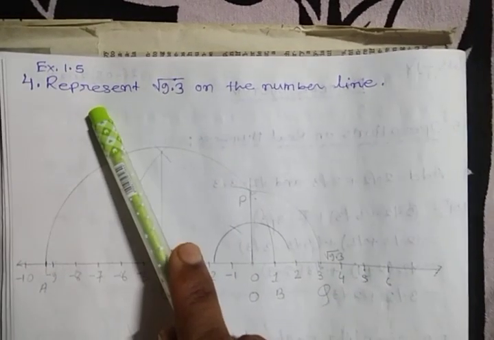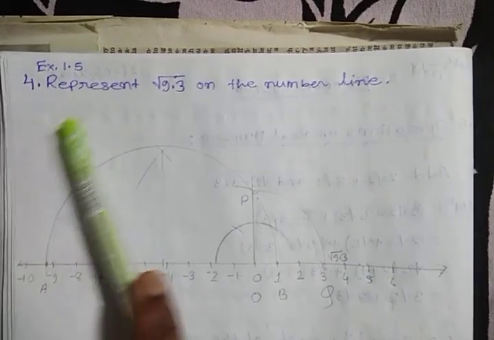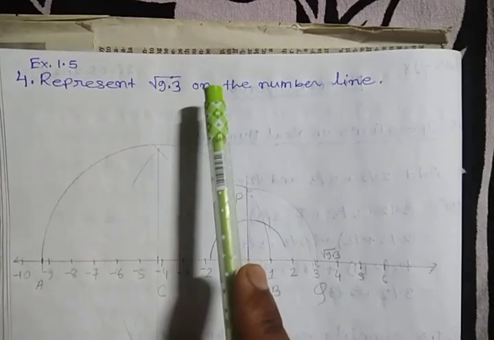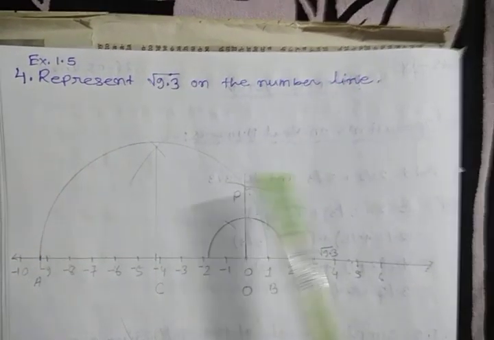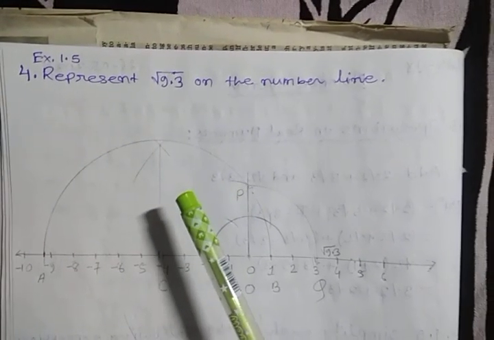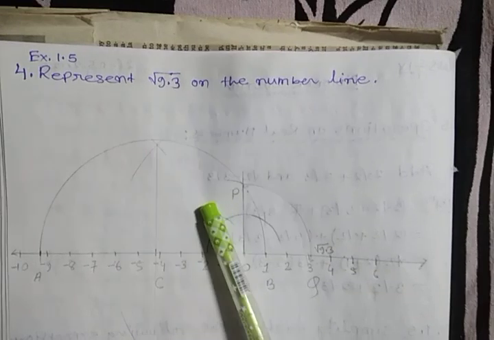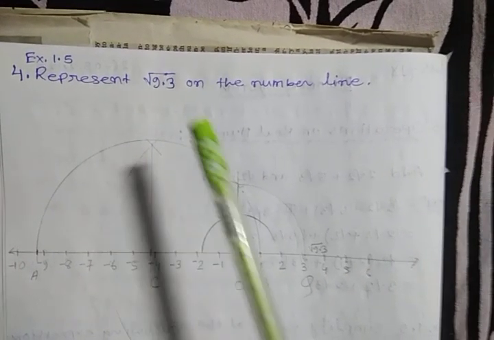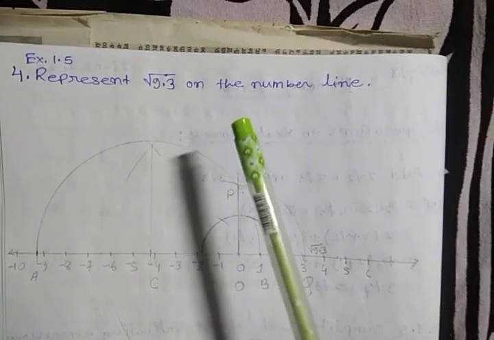Exercise 1.5, question number 4. Represent root over 9.3 on the number line. In the previous classes we have discussed how to represent rational numbers and real numbers, but how to represent root over 9.3 on the number line?